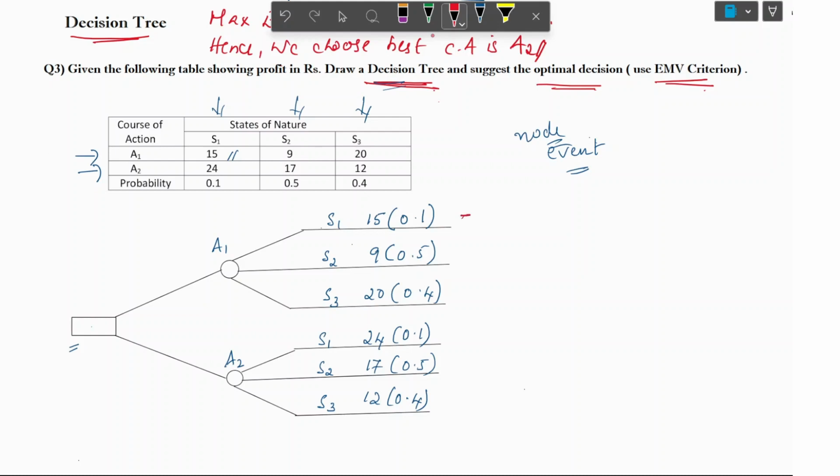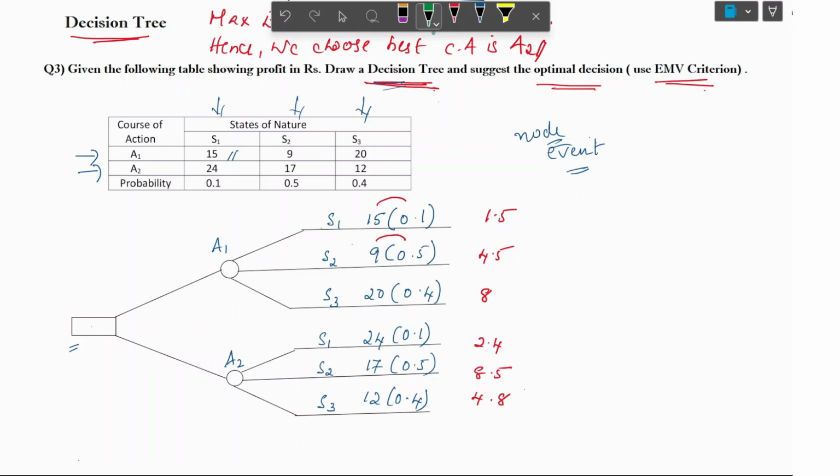Now what are you going to do? You are going to multiply and write these values. 15 into 0.1 you write here, that is 1.5. No need to write the equal sign. Here 9 into 0.5 you multiply, that is 4.5. What I did, I multiplied these two. 20 into 0.4, that is 8. Now here I am multiplying 24 into 0.1, that is 2.4. Here 8.5 and 4.8. Therefore, I multiplied all these values.